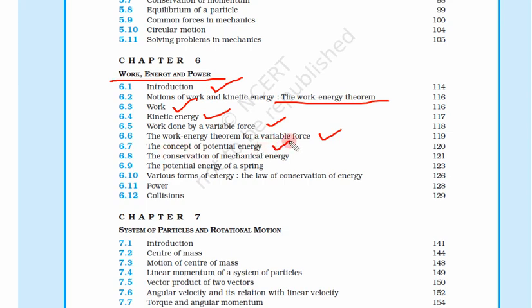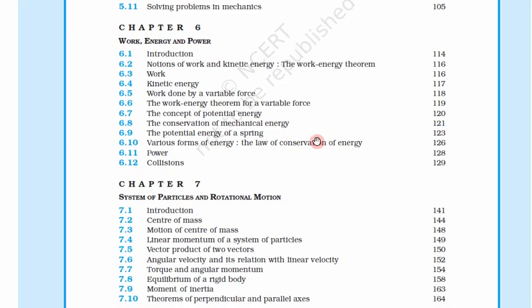The concept of potential energy. After kinetic energy we will learn about potential energy. The conservation of mechanical energy, that we will also learn. The potential energy of a spring, so how potential energy is stored in a spring. Various forms of energy. The law of conservation of energy, that means energy can only be converted, neither created nor destroyed. Power, what is called power, and collisions. So these are the topics that would be covered in this chapter 6.